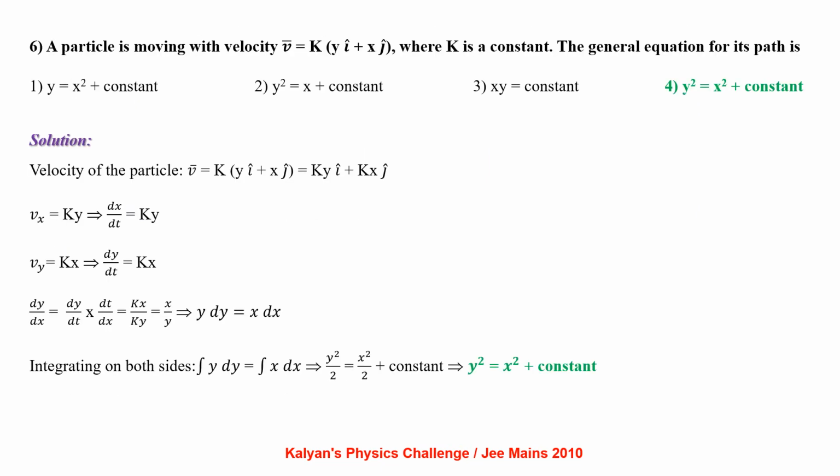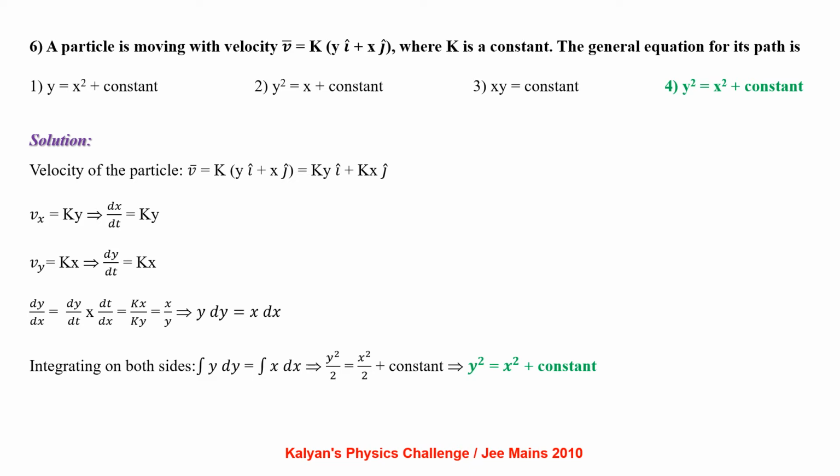A particle is moving with a velocity v equal to k times y i cap plus x j cap, where k is a constant. The general equation for its path is? The velocity of the particle is given as v bar equal to k times y i cap plus x j cap. Let us write it as two components, k times y into i cap and k times x into j cap. So the x component of velocity vx equal to ky, that is dx by dt equal to ky. The y component of velocity equal to kx, that is dy by dt equal to kx.